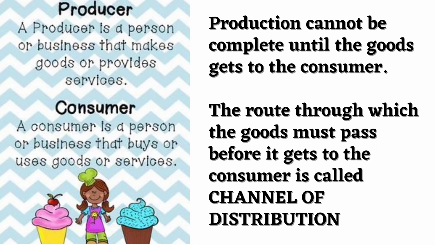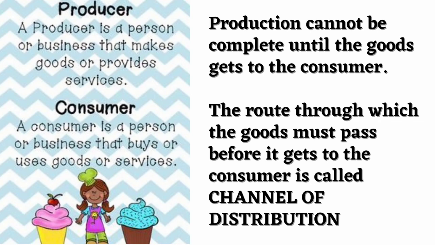And lastly, what is the relationship between a producer and a consumer? Remember, a producer is a person or a business that makes goods or provides services. That is a producer. Then a consumer. Who is a consumer? A consumer is a person or a business that buys or uses goods or services.